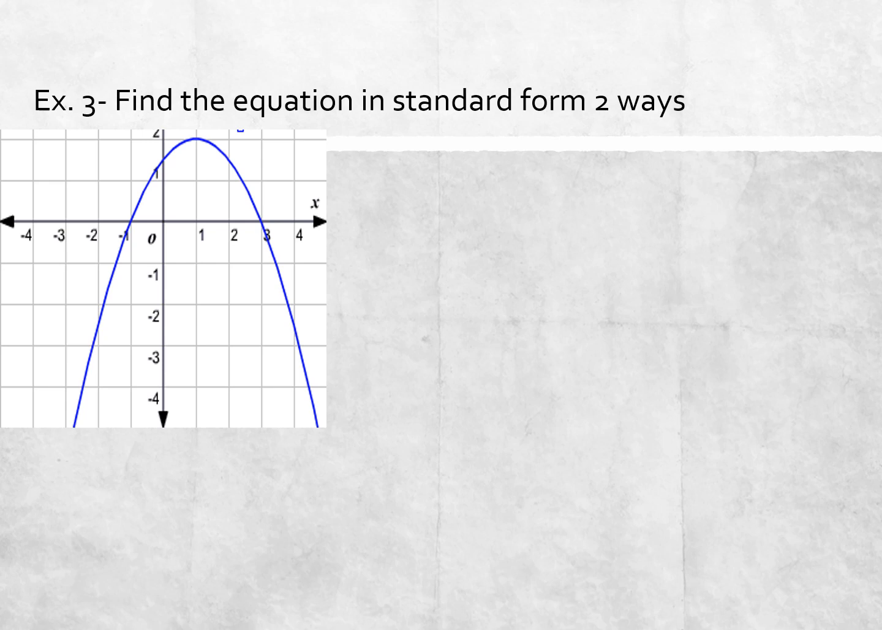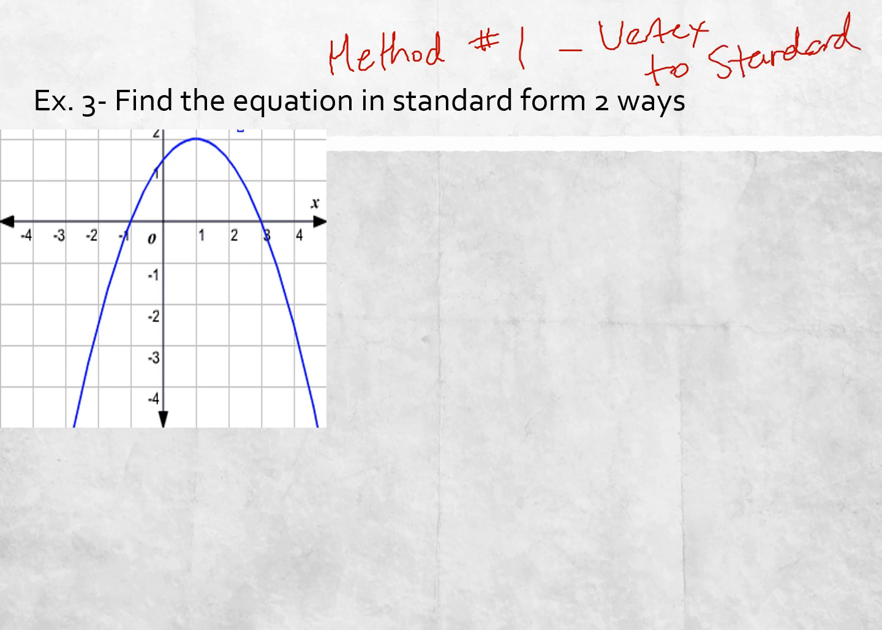The last thing we are going to do today is find the equation from a graph in standard form. And we're going to do it two ways. So far in the last chapter we've only done this with vertex form. We are going to use standard form, or we want to get to standard form. So our first way, this is going to be method number 1, vertex to standard.